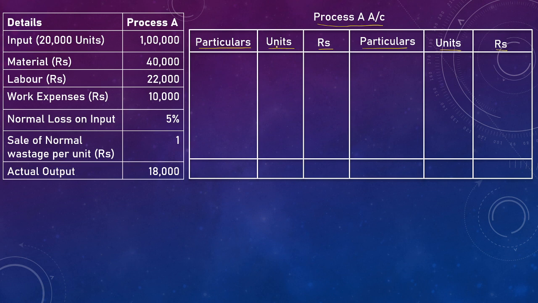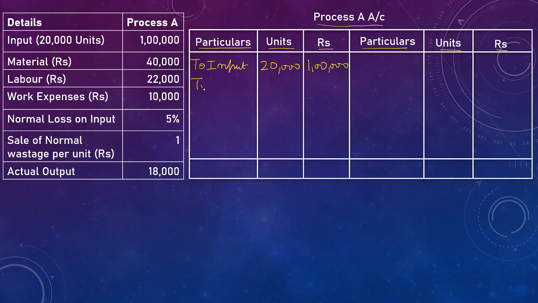Now first we have to debit all the expenses related to this process account. So the first entry is to input, that is the gross input or the primary material input in this process. So in units we have to write 20,000, and these 20,000 units of raw material cost rupees 1 lakh.